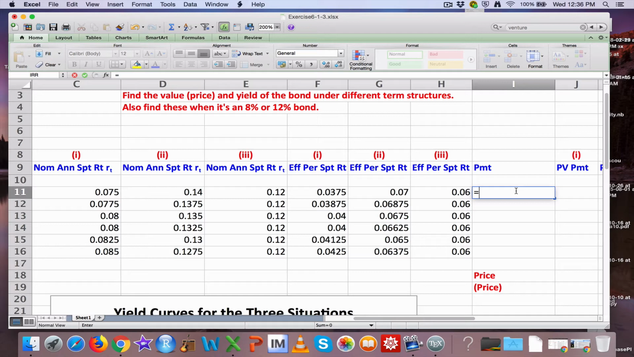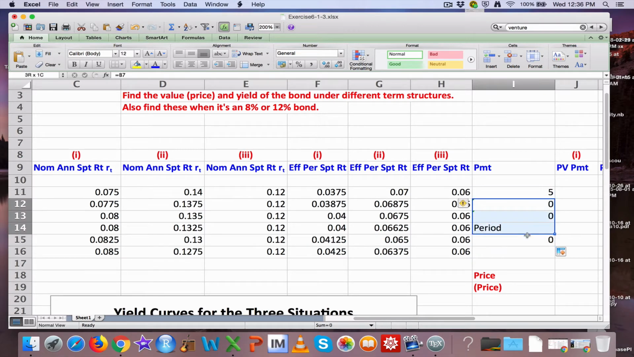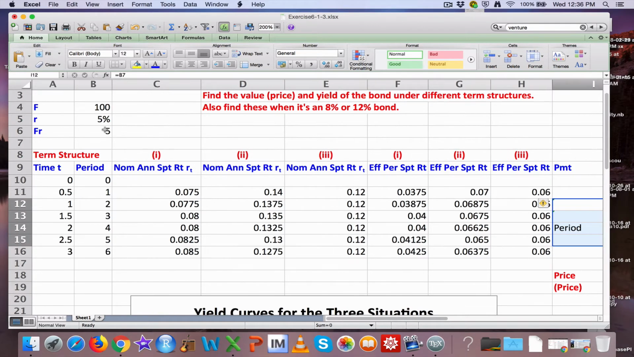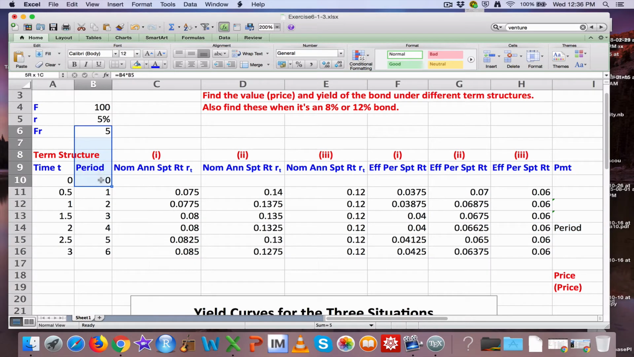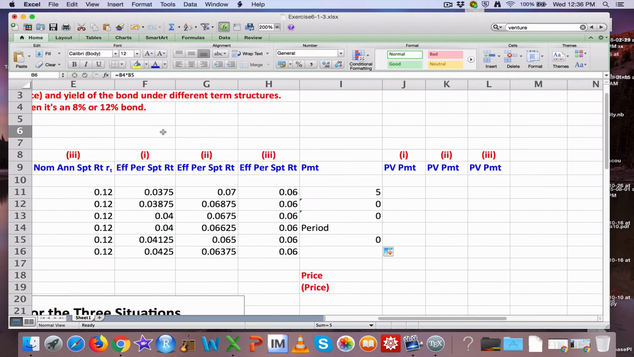However, if I just type equals B6 here, which is where that coupon amount is, watch what happens. It does not copy and paste correctly to a bunch of 5s. I got some zeros in the word period. What happened there? It copied and pasted and kept the column B constant, but changed the row from 6 to 7 to 8 to 9. But I don't want to change the row. I want to keep B6, that row, constant.